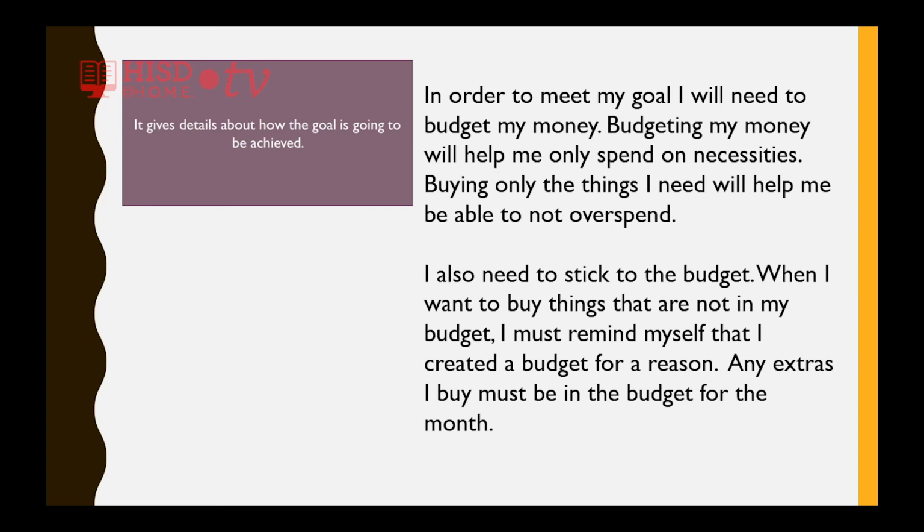I also need to stick to the budget. When I want to buy things that are not on my budget, I must remind myself that I created a budget for a reason. Any extras I buy must be on the budget for the month.